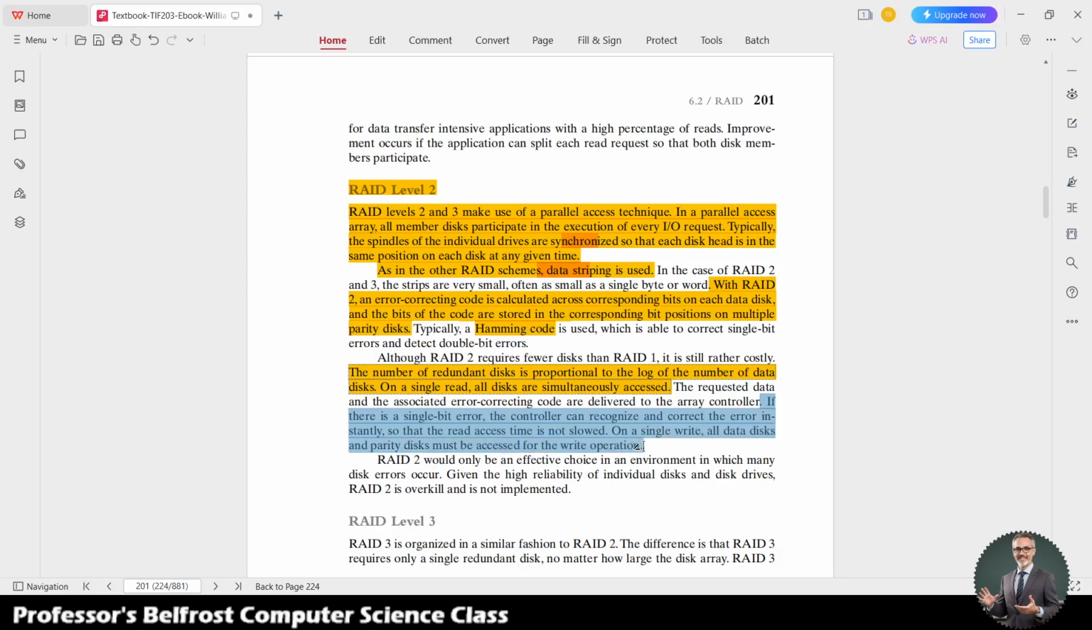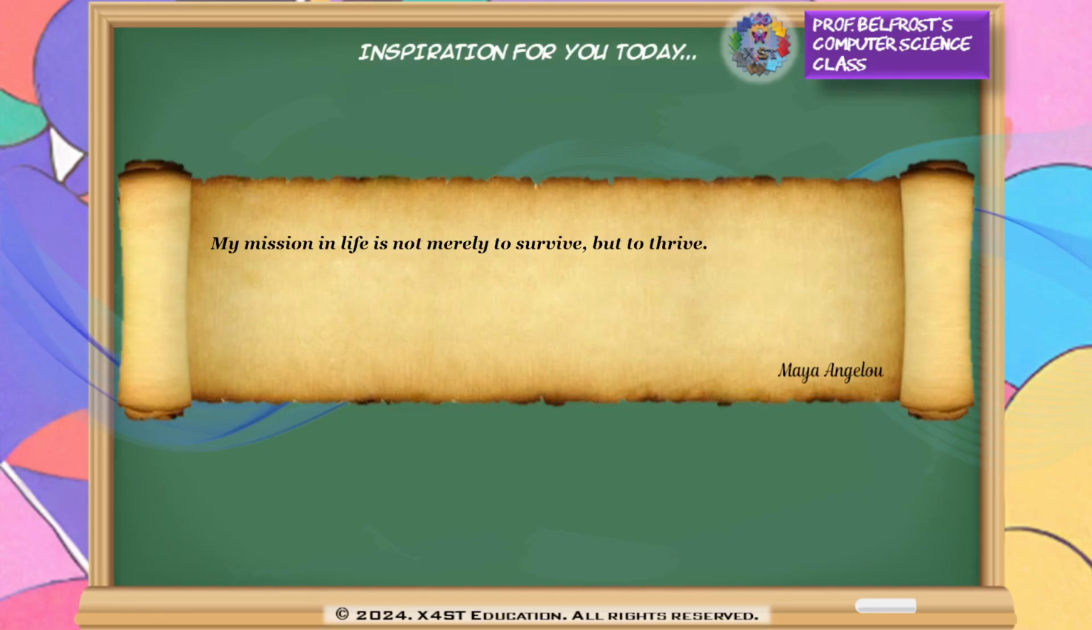On a single write, all data disks and parity disks must be accessed for the write operation. So it would only be an effective choice in an environment in which many disk errors occur. Though we have this reasoning, RAID 2 is actually overkill and is not implemented. Okay, maybe that's it for today.